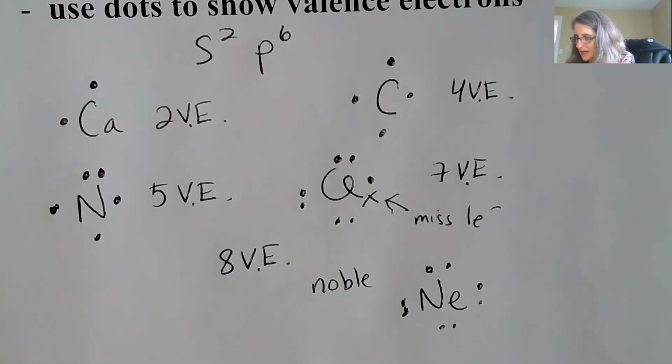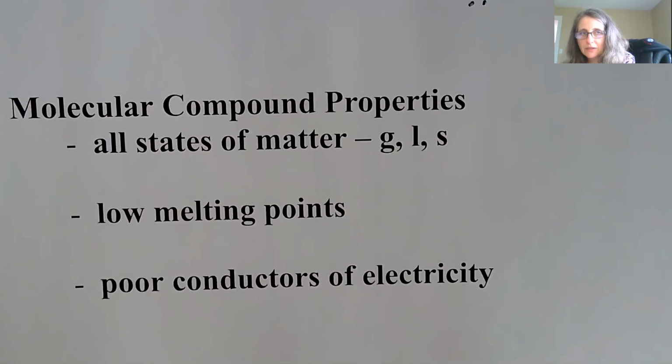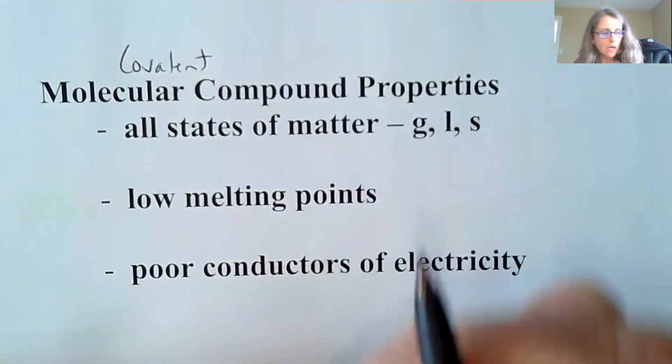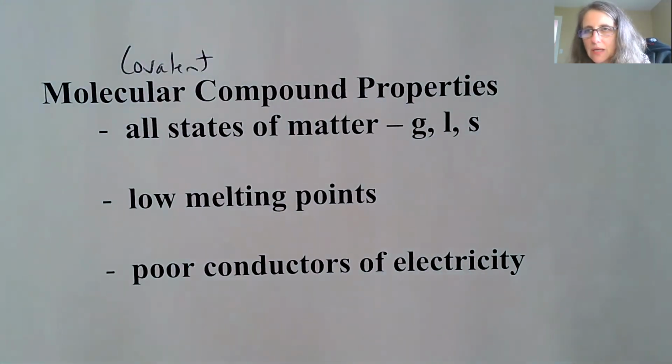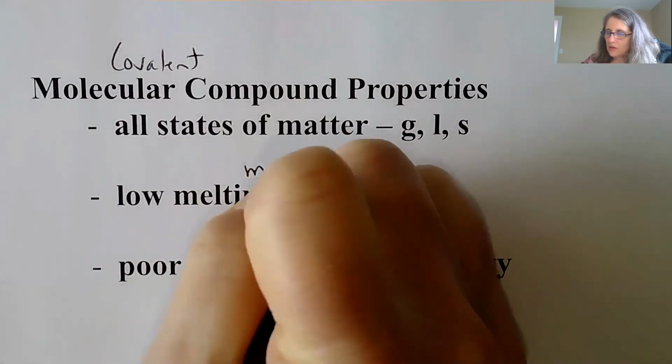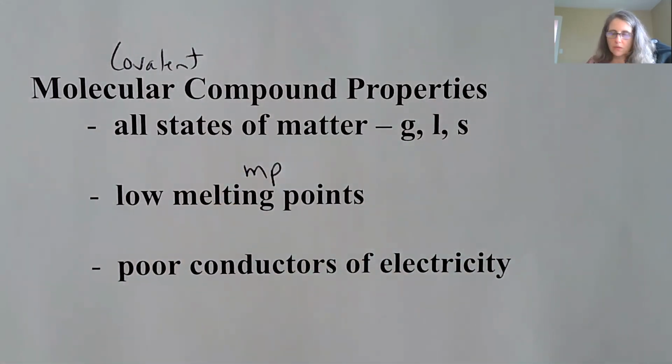So to finish this up, molecular compounds, things with covalent bonds, okay, so put covalent on there as well. Covalent bonded molecules have interesting properties due to the fact that they are sharing electrons. So molecular compounds all have all states of matter. So they're gases, liquids, and solids. So they're not like ionics where they're just solids. Molecular compounds, covalently bonded molecules, have low melting points. And that again is due to the fact that they are sharing electrons. So it's a different force that we're talking about. And then they are poor conductors of electricity.